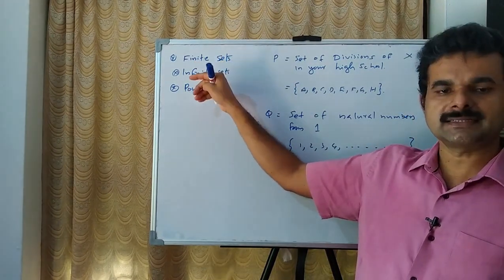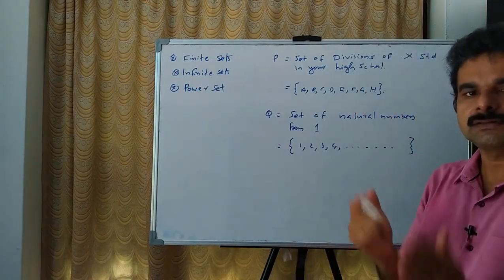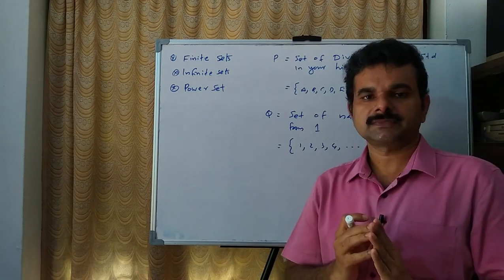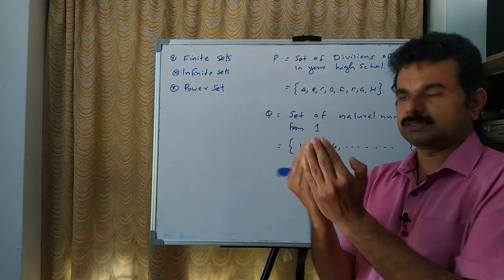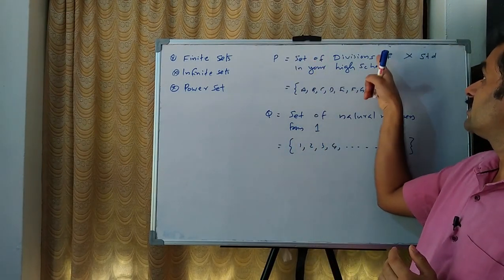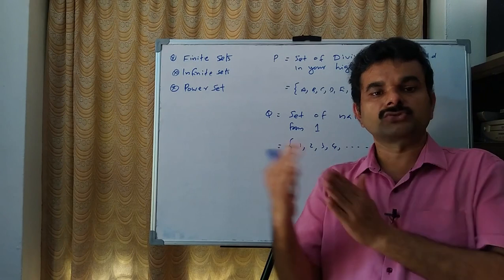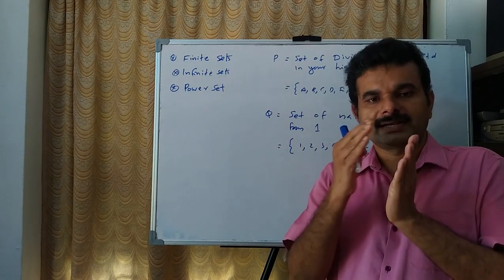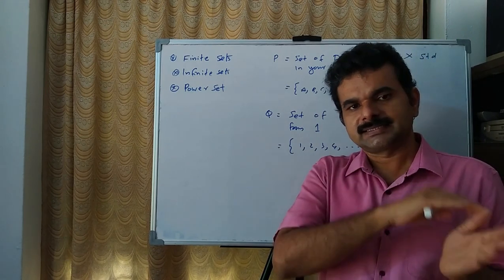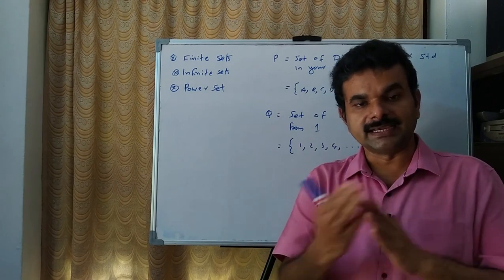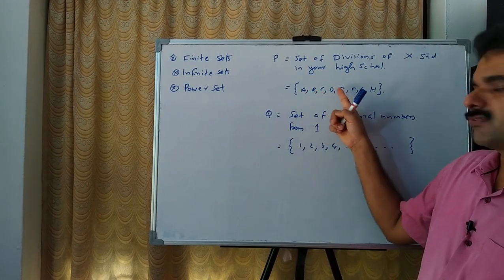Finite sets are sets that are finite, isn't it? They can be counted. It is clearly visible in front of us. See, P is equal to the set of divisions of 10th standard in your high school. Just remember your high school days, and your 10th class is subdivided into further divisions: 10th A, 10th B, 10th C.